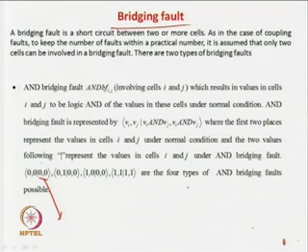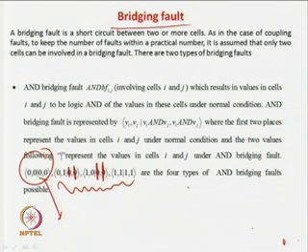If you are taking an OR bridging fault, 0 OR 0 is 0, so this will be 0 0. For 0 and 1, it will be 1 and 1 in case of OR. For 1 0, it will also be 1 and 1. So this is the problem, and 1 OR 1 is 1, so you get 1 1. In case of an OR bridging fault, this is what you will be getting.